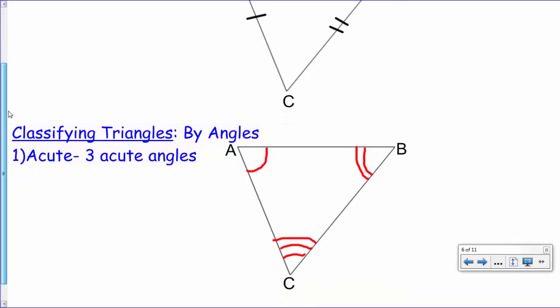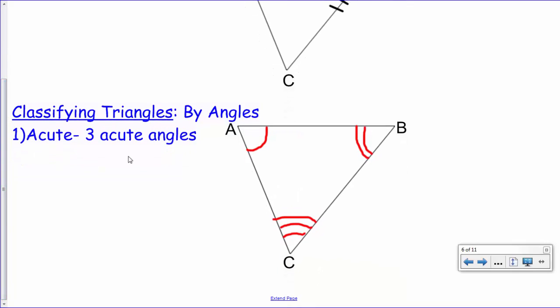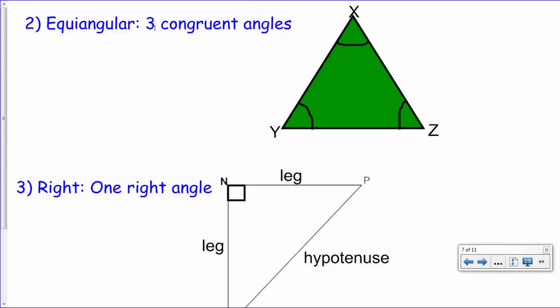We can also classify triangles by angles. If it has 3 acute angles, remember acute means less than 90 degrees. In this case, you can see 3 different markings, listed by all acute angles. They don't have to be the same size to be an acute triangle. We have an equiangular triangle. This is the triangle where there are 3 congruent angles, so 3 angles that are all acute angles. This time you can see they're all marked congruent.